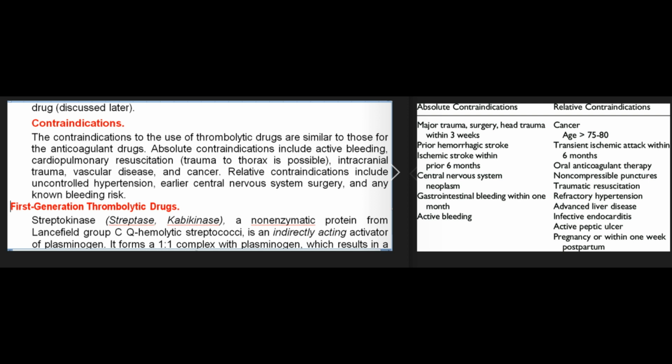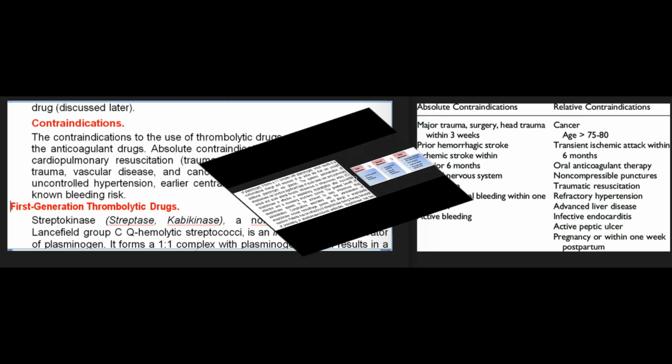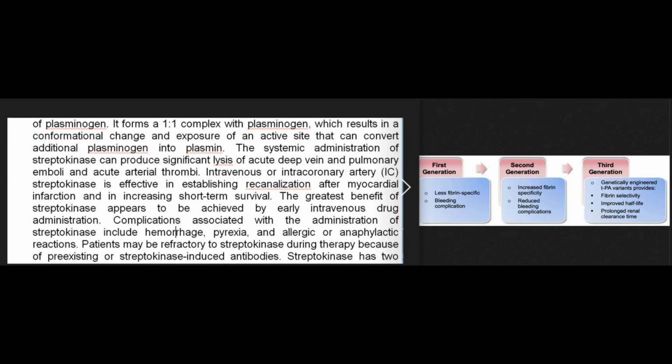First-generation thrombolytic drugs. Streptokinase (Streptase, Kabikinase), a non-enzymatic protein from Lancefield group C beta-hemolytic streptococci, is an indirectly acting activator of plasminogen. It forms a 1:1 complex with plasminogen, which results in a conformational change and exposure of an active site that can convert additional plasminogen into plasmin. The systemic administration of streptokinase can produce significant lysis of acute deep vein and pulmonary emboli and acute arterial thrombi.